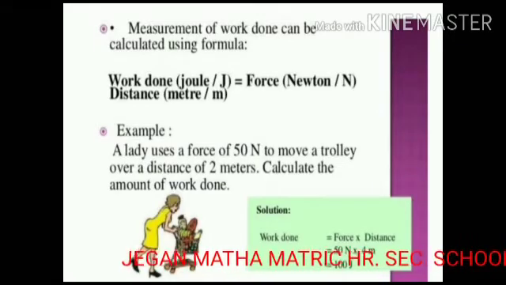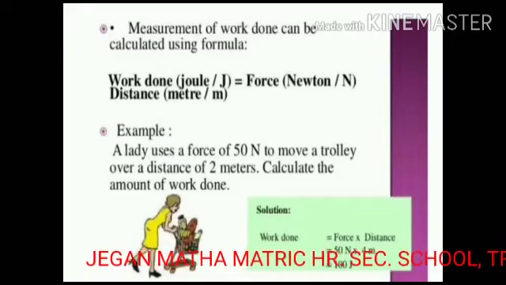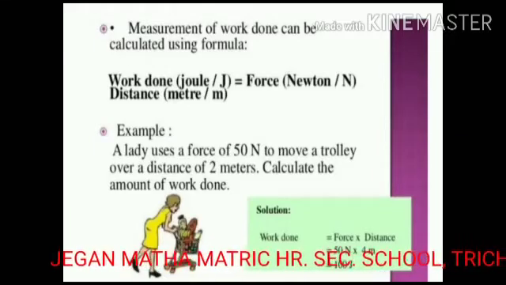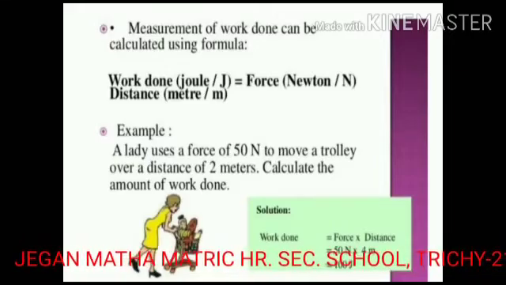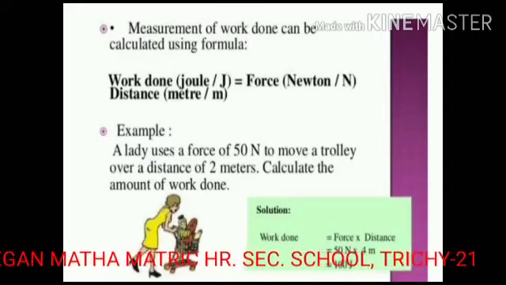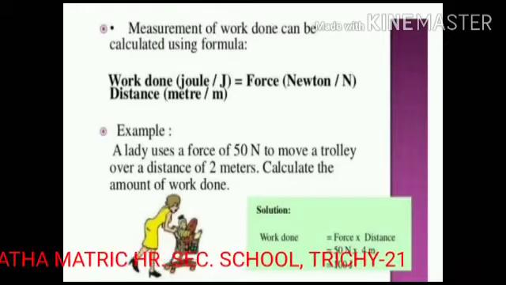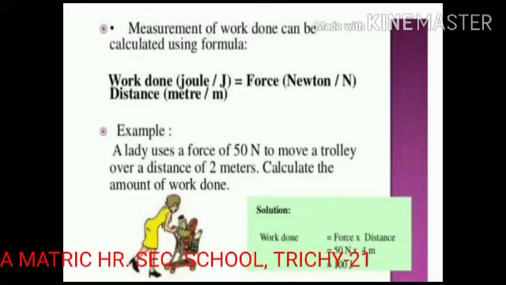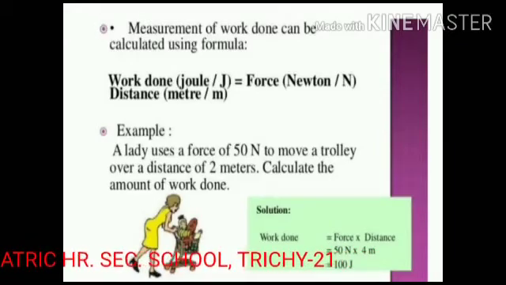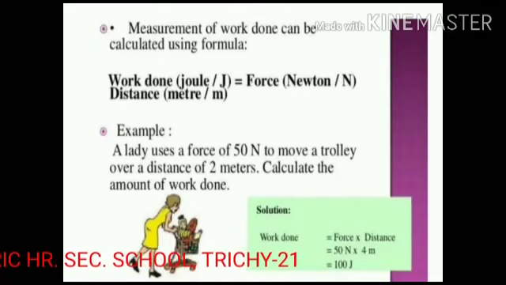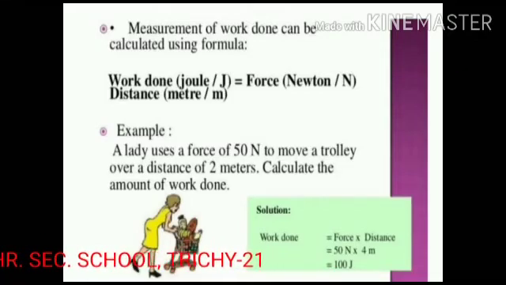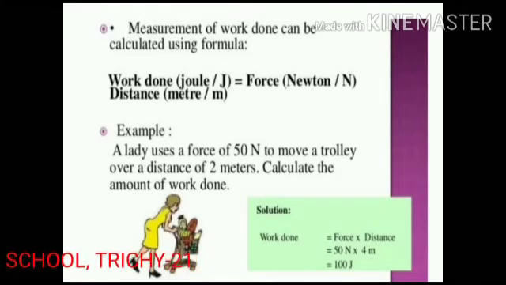One example for measurement of work done can be calculated using this formula. A lady uses a force of 50 Newton to move a trolley over a distance of 2 meters. Calculate the amount of work done. The solution: work done is equal to force into distance. Force is equal to 50 Newton into 4 meter. So total work done is equal to 100 joule.